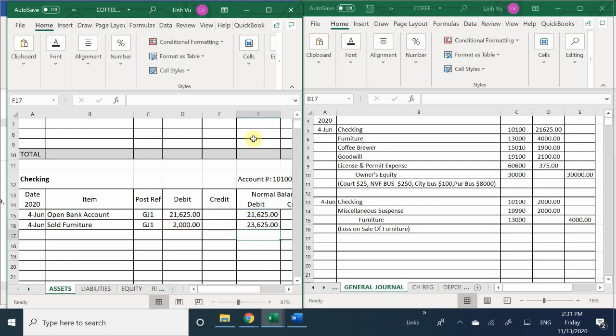So now I have a formula inside. If I double click this, I have a formula inside this cell. So it's telling me I'm going to take my previous balance, I'm going to add any debits, and I'm going to subtract any credits to bring my new balance to now $23,625. And that's how much money I should have in my bank account.